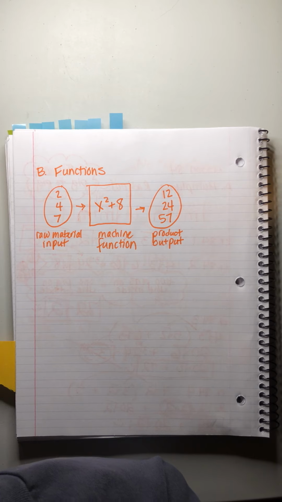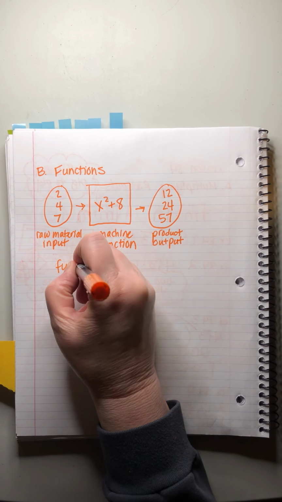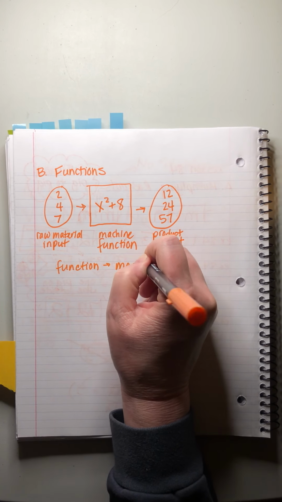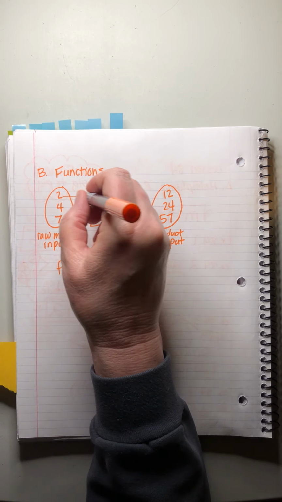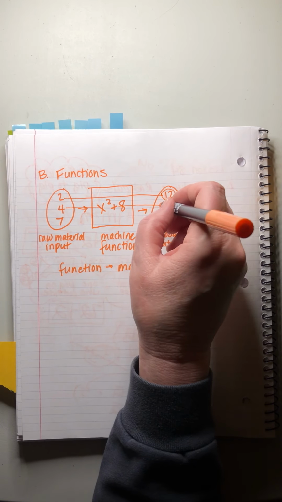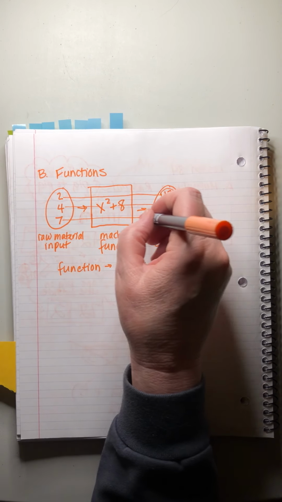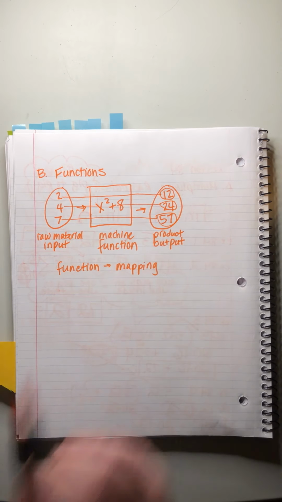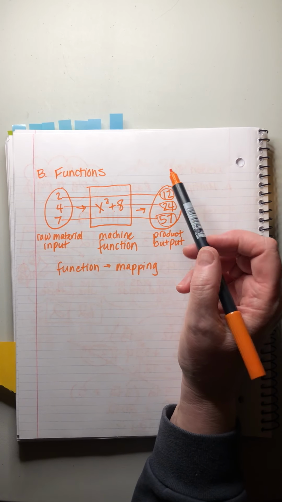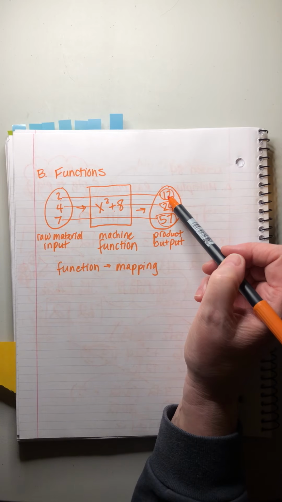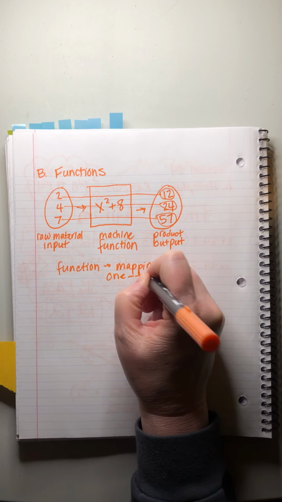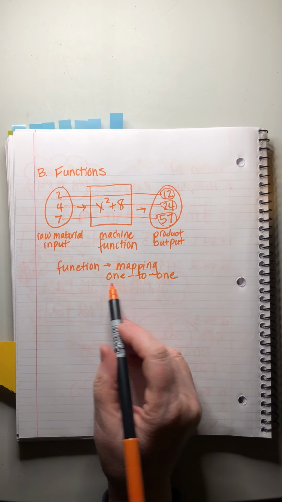And a function, technically, well, I mean, this is a function too, but a function means a mapping. It means that for every input, we have one output that goes with it. And we know that every time we put 2 into this function, we're going to get 12. Every single time. We're not going to get 47. We're going to always get 12. There's a 1-to-1 mapping. That's the best kind of function.